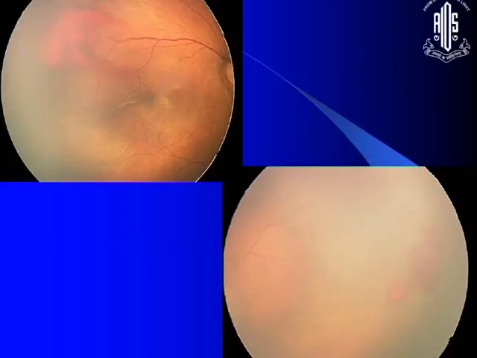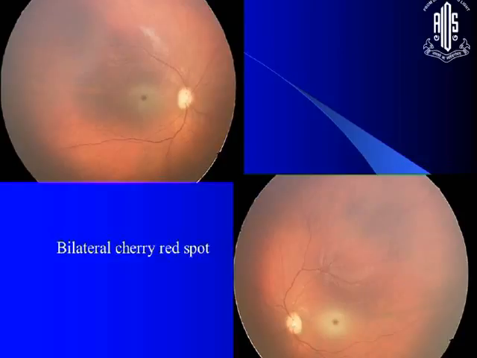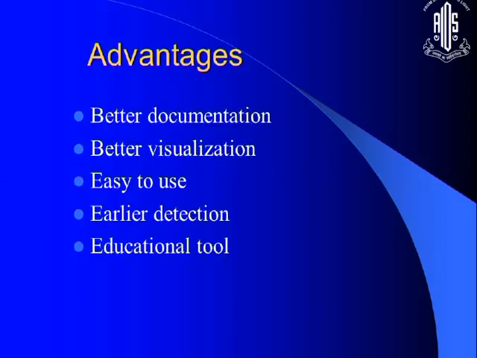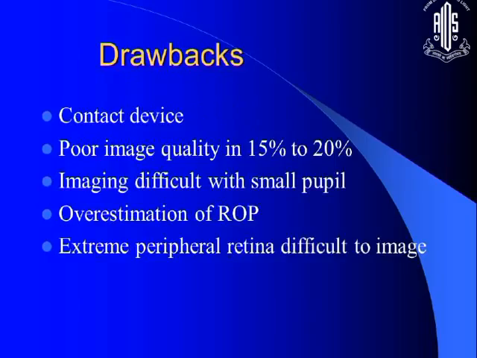And of course you may not have ROP, but a retinal hemorrhage, or bilateral cherry red spot in one of the storage disorders, and some kind of a mesopic phenomenon which you can capture in congenital stationary night blindness. So it's a great tool. You have better documentation, visualization, easy to use, early detection, and a great educational tool. Above all, that is where you can convince, not only the resident, your colleagues, but the patients. It's a very difficult disease, but once you show them, they would be ready.